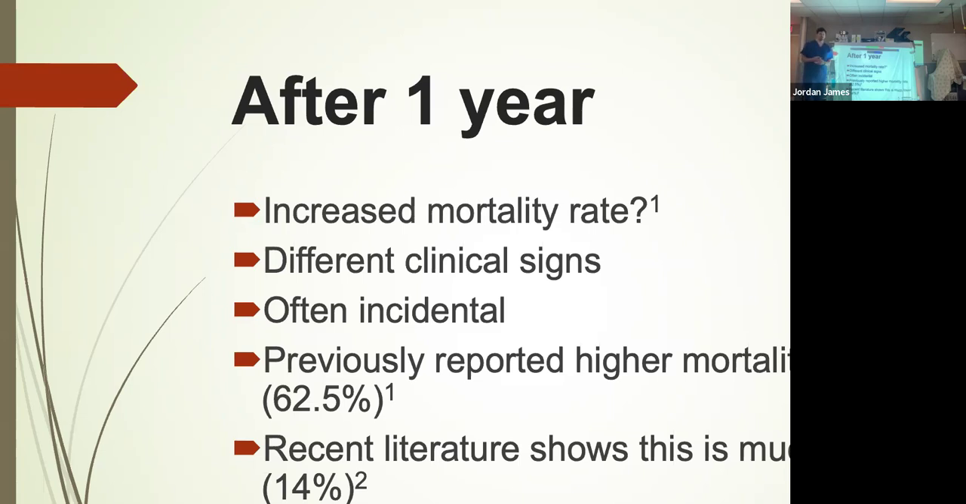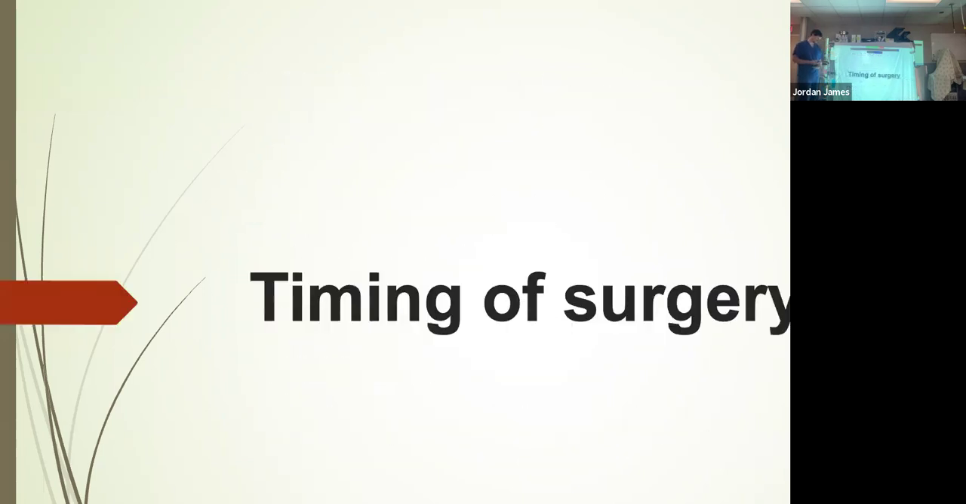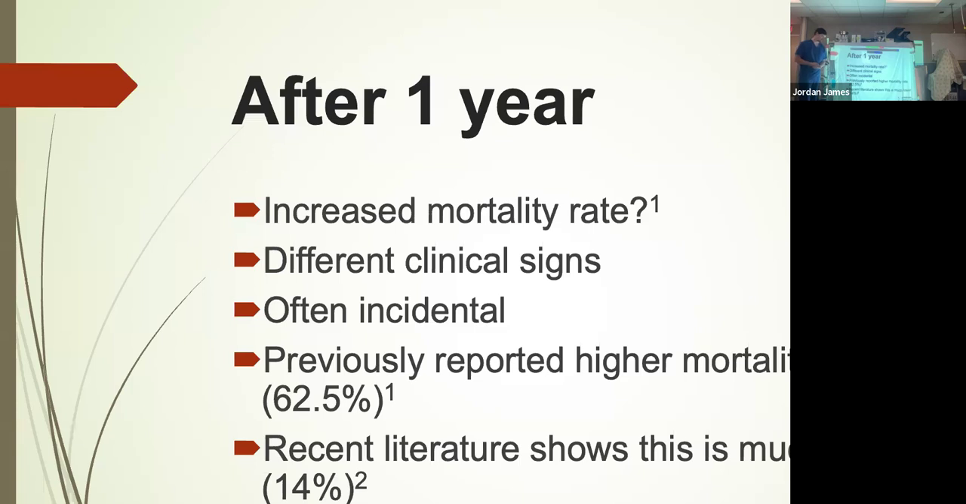Certainly, previously reported the mortality rate being in the 62%, sorry. So very high mortality rate. So I was very concerned about waiting on these. However, a lot of more recent literature shows it may be more in the 14%, which is pretty consistent with acute hernias as well. So still a good prognosis, a little bit more things that we have to worry about, but maybe not as bad as we initially thought.